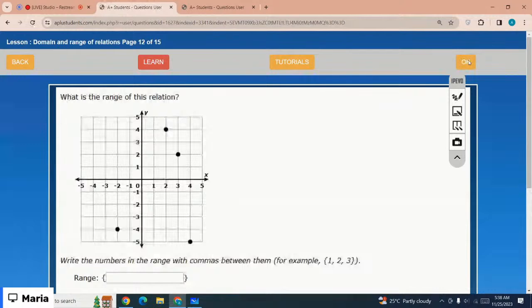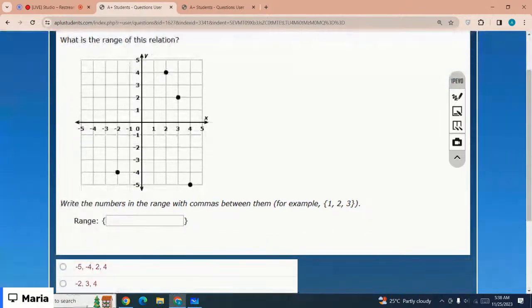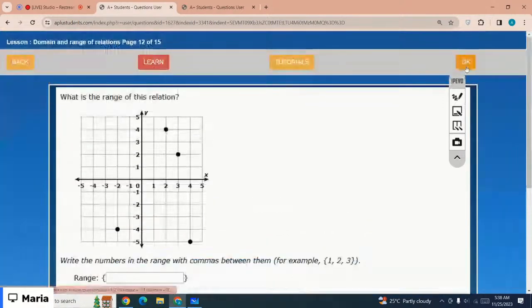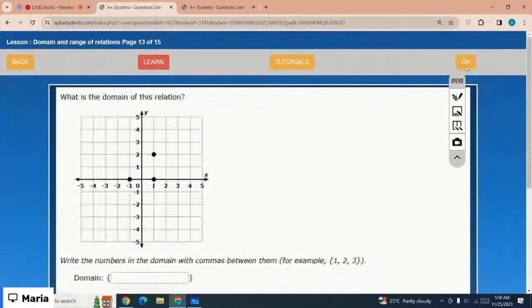What is the range of the relation? Yes, the range is -4, -5, 2, and 4. Option number 1 is the correct option. What is the domain of the relation? The domain is 1 and -1.